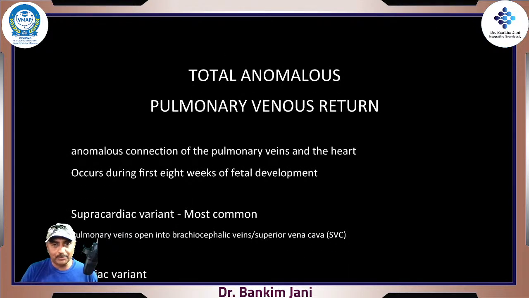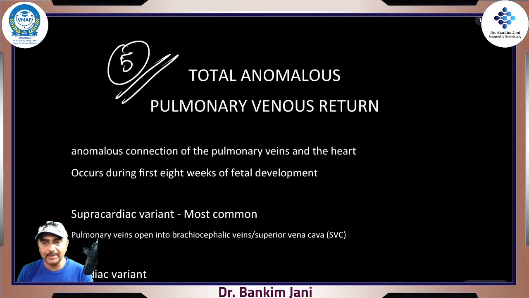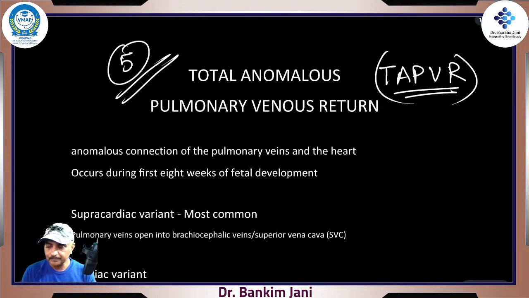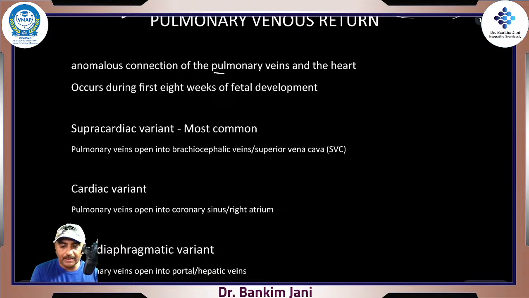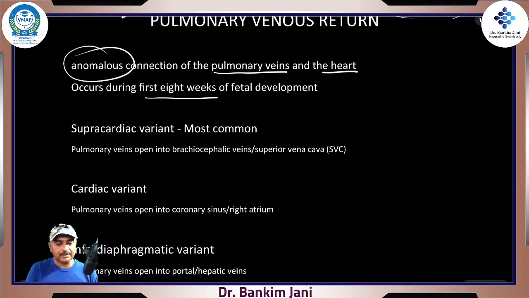Yes, now we come to this fifth part. This is very, very interesting. This is total anomalous pulmonary venous return, right? TAPVR. Again, all combinations, right? Anomalous connection of pulmonary veins and the heart occurs during the first 8 weeks of fetal development. So that means there is some anomalous connection. Anomalous means incorrect connection, something which should not have happened. That happens. Some incorrect connections.